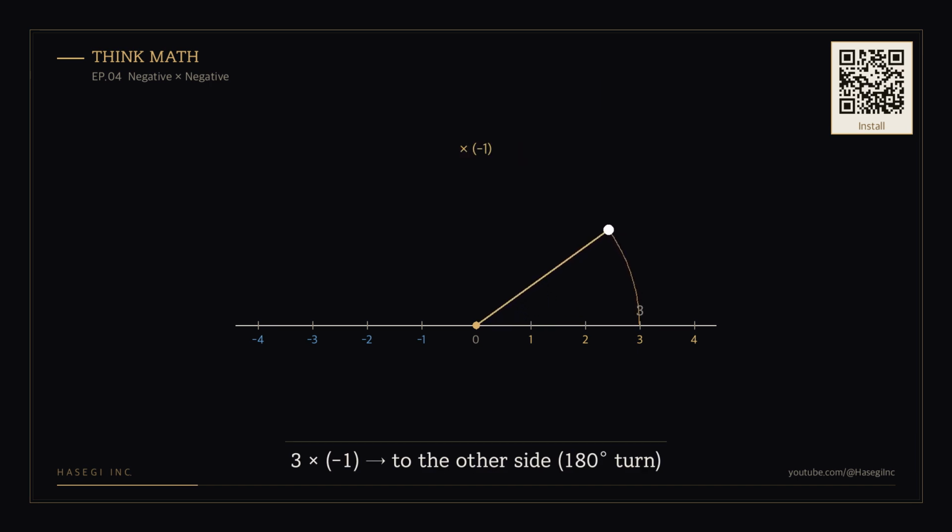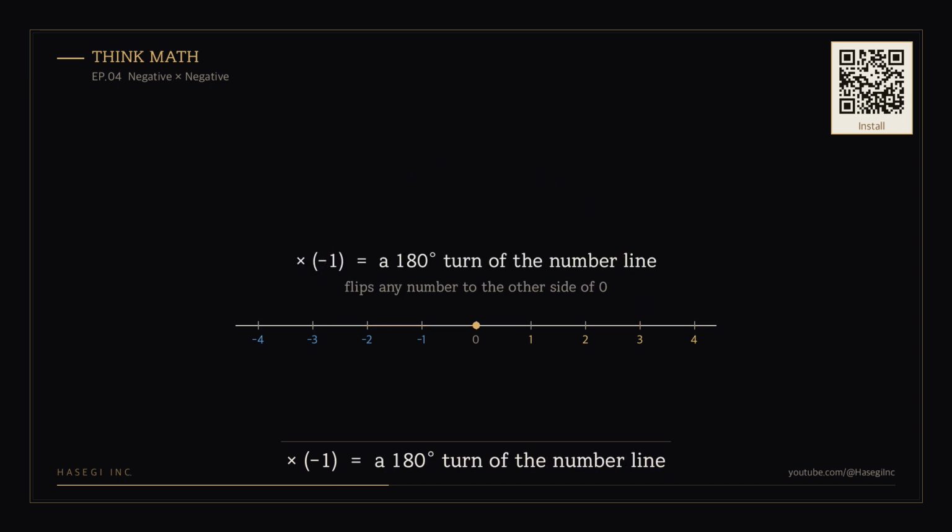Here's the number line. Right is positive, left is negative, and 0 is in the middle. Multiply 3 by -1, and it jumps to the other side, to -3. It has turned exactly a half circle, 180 degrees, around 0. So multiplying by -1 is exactly the same as rotating the number line 180 degrees. It flips any number to the opposite side of 0.